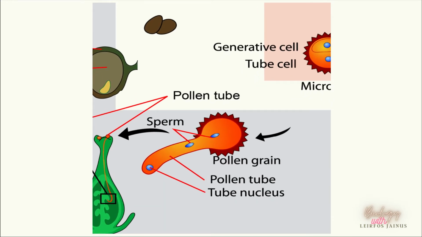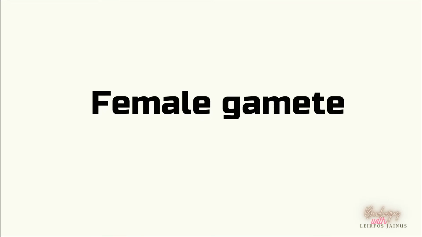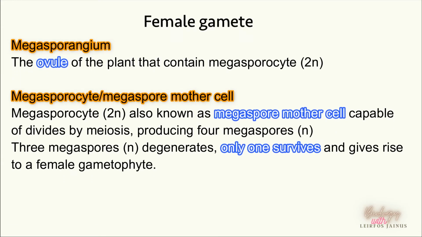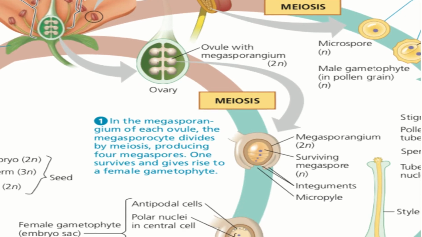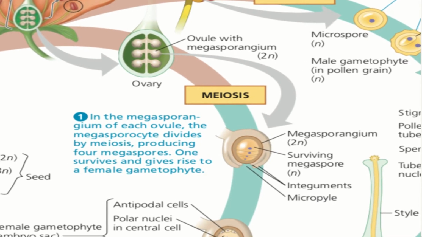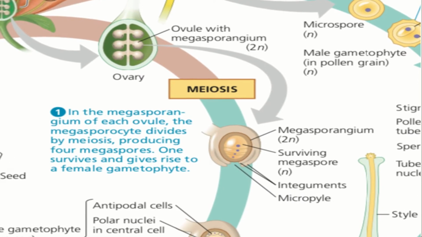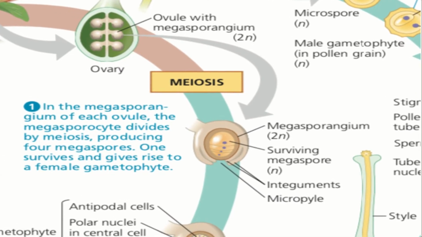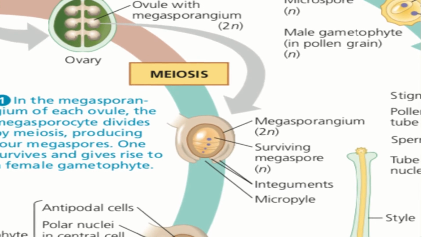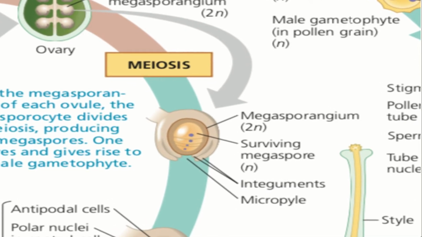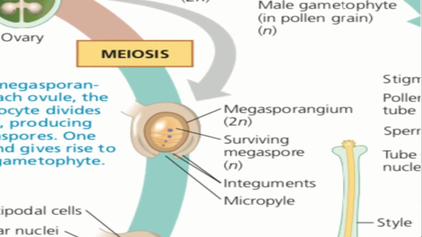Next, we will look into the female gamete. The female gamete begins with the megasporangium, also known as the ovule. Inside the megasporangium, the megasporocyte or megaspore mother cell undergoes meiosis to produce 4 haploid megaspores. 3 megaspores degenerate and only 1 survives to form the female gametophyte.